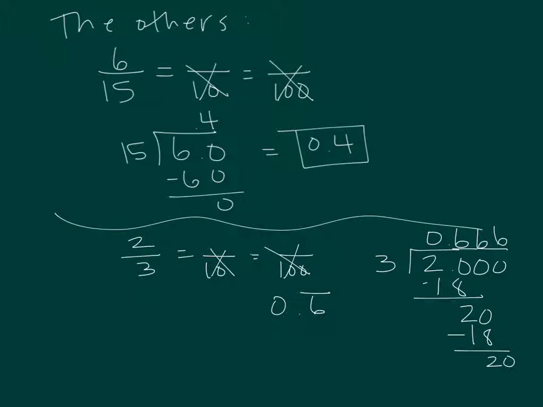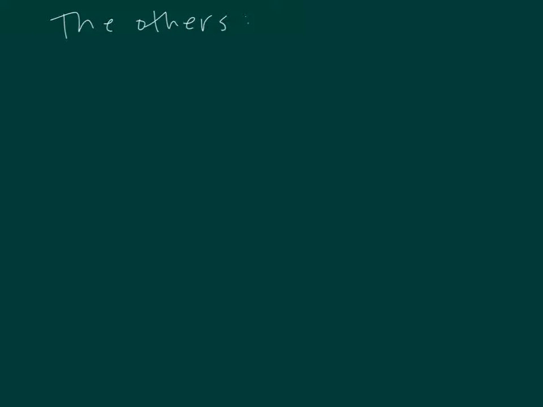There'll always be a 0 there. 3 does not go into 2. But 3 does go into 20 6 times. So that's 0.6 repeating. I'm going to do the last one, then you're going to do the others. You're going to try on your own.